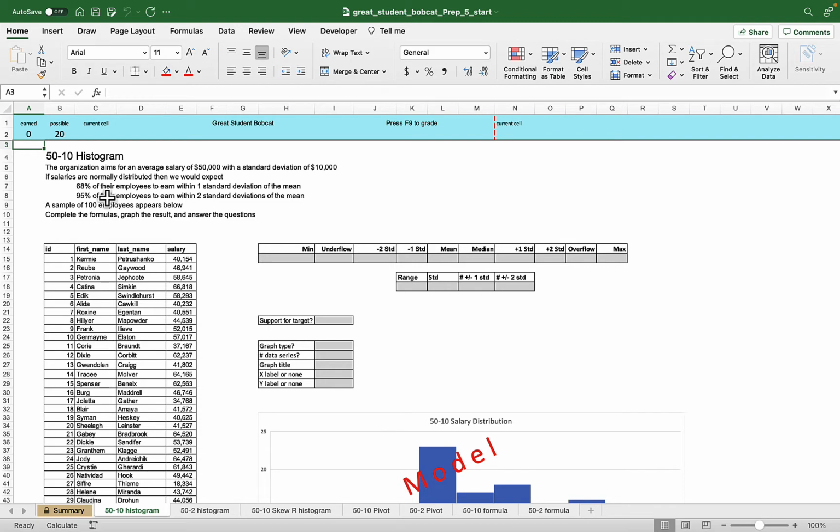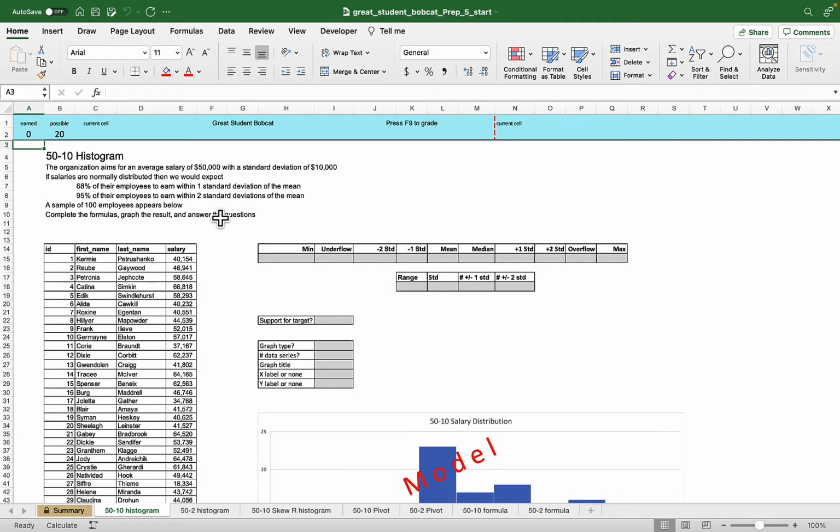And then 95% of the salaries should be within two standard deviations, which would mean from 30,000, right? Subtract 10 twice, and then add 10 twice, so you get 30,000 to 70,000. Should be 95% of the employees. And that's just a property. It's called the empirical rule. It's just a property of normal distributions. So here's a sample of 100 employees, because we want to make it easy to show these percentages of round numbers. And you're going to complete the formulas, graph the result, and answer the questions.